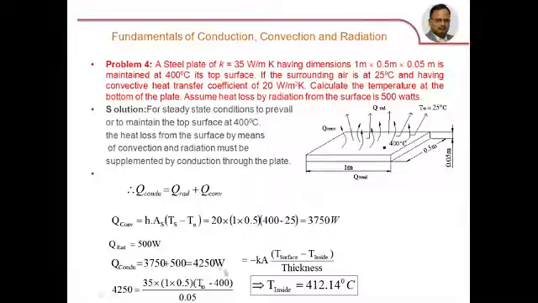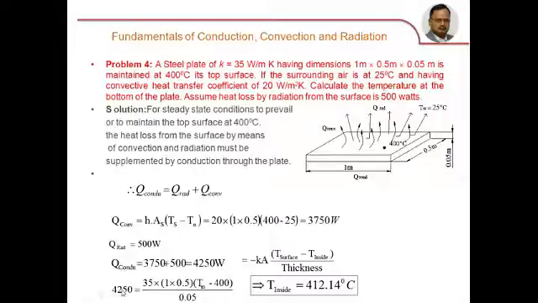Though the plate is losing 4250 watts of total heat energy from its surface, still the surface temperature is maintained at 400, which means continuously the surface should receive that energy from the bottom. So the Q conduction should be equal to the Q radiation plus the Q convection, which is equal to 4250 watts.